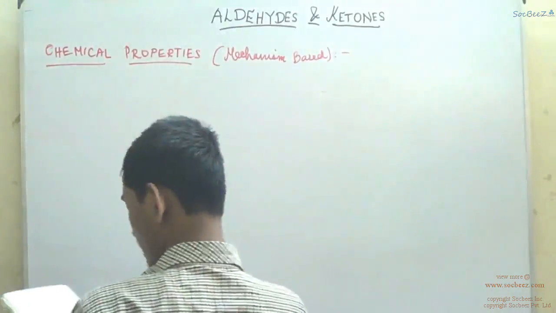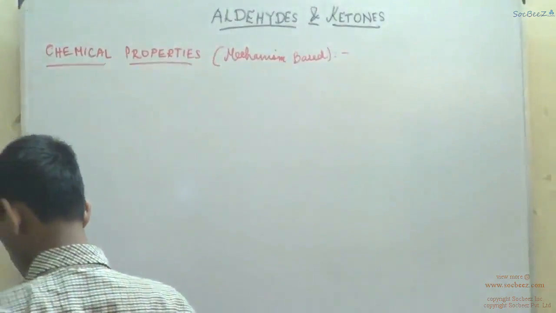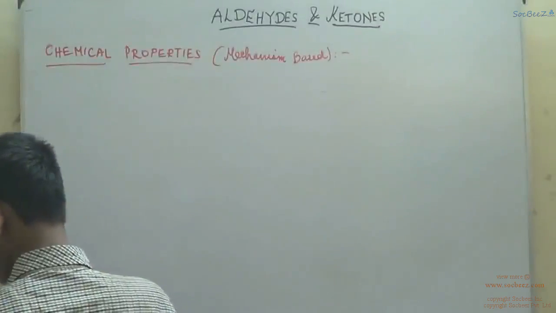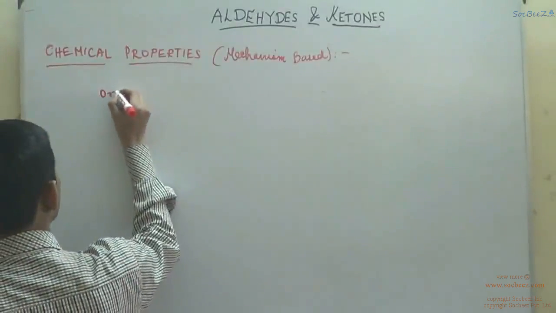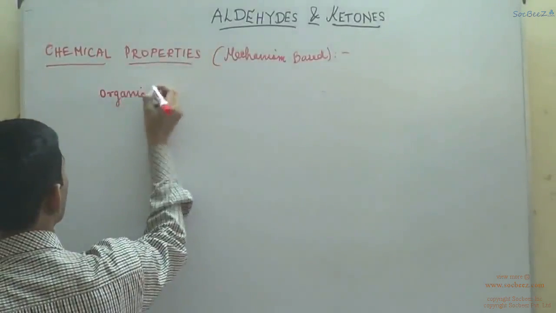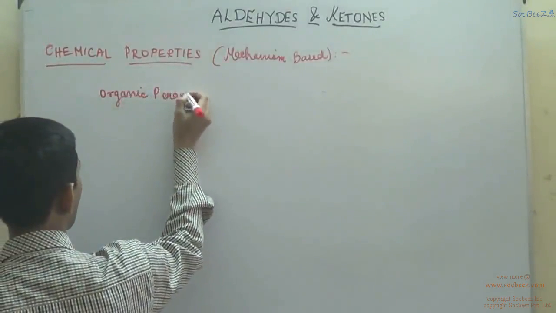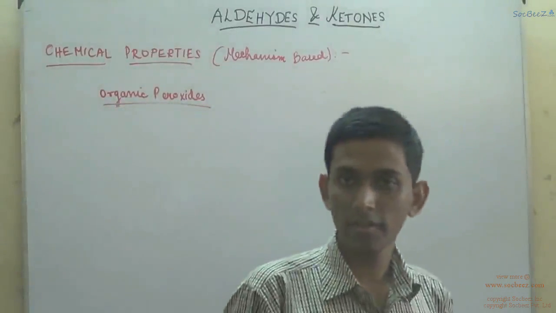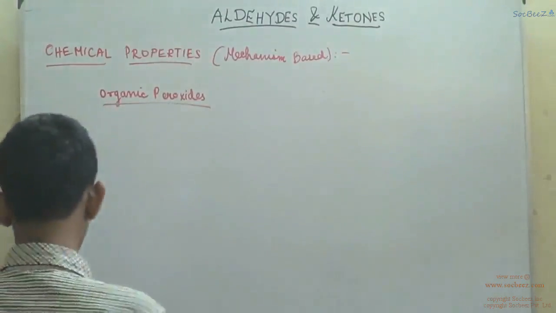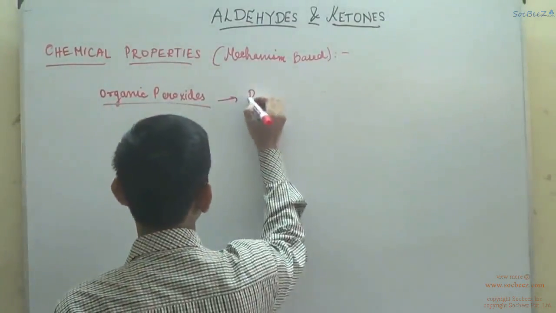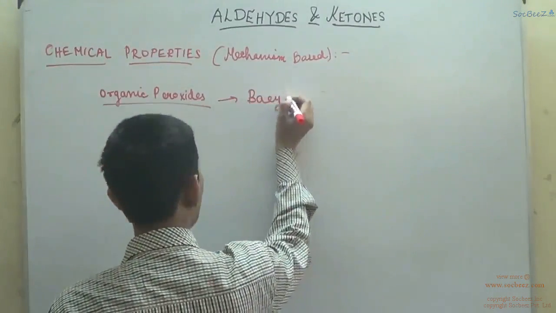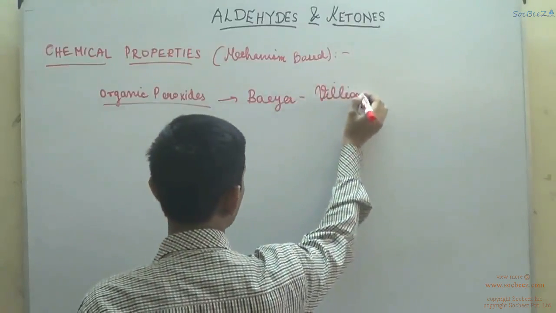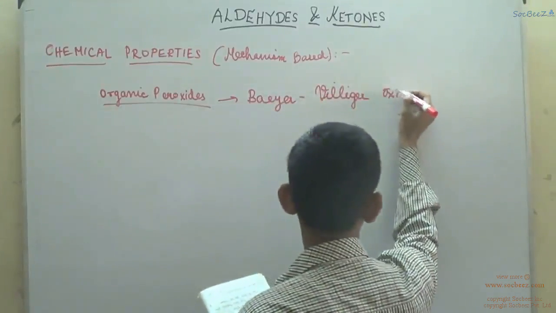So another important reaction which I will treat is another oxidation, that is by organic peroxides. So Tollens reagent, silver mirror test, Fehling's solution, very important. Organic peroxide oxidation is called Baeyer-Villiger oxidation.